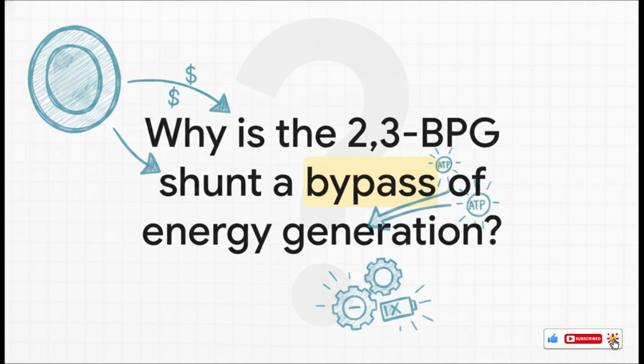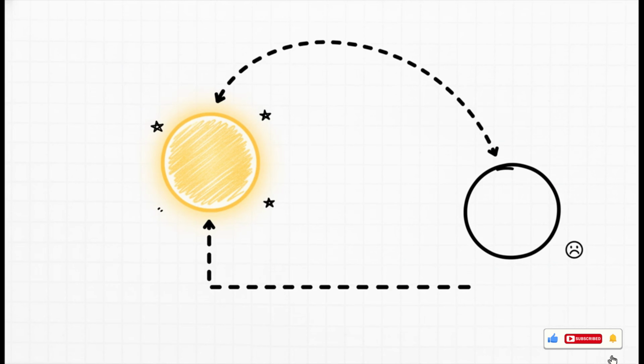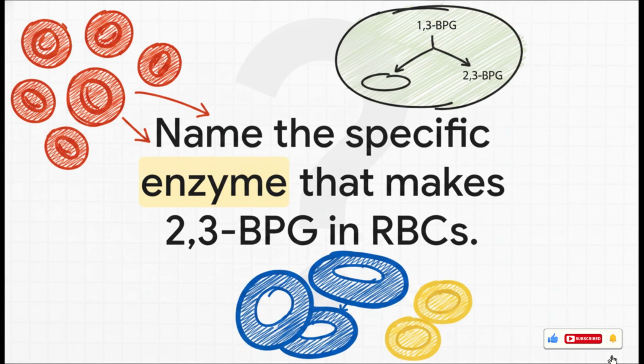Next question. Why is the 2,3-BPG shunt described as a bypass of the energy-generating phase? What exactly is being skipped? It skips the phosphoglycerate kinase reaction entirely, meaning 0 ATP is produced during this specific step. It's an absolutely massive physiological sacrifice. Let's do a rapid-fire recall question.